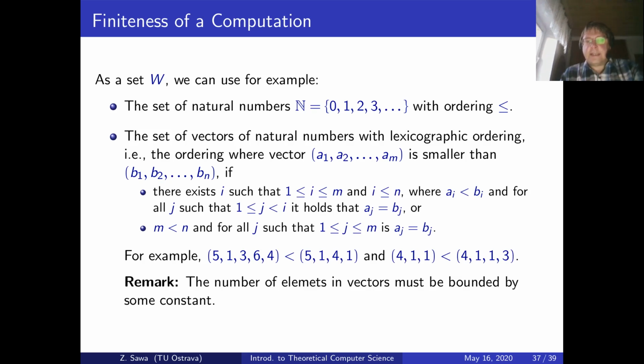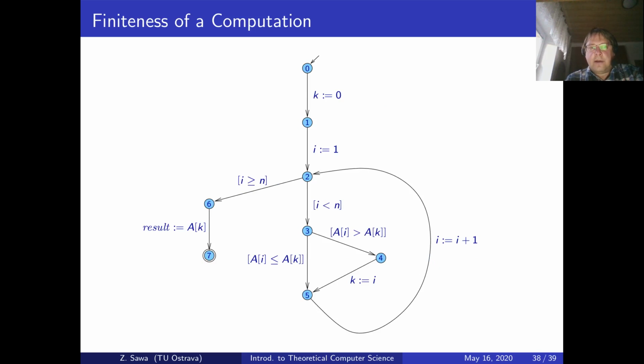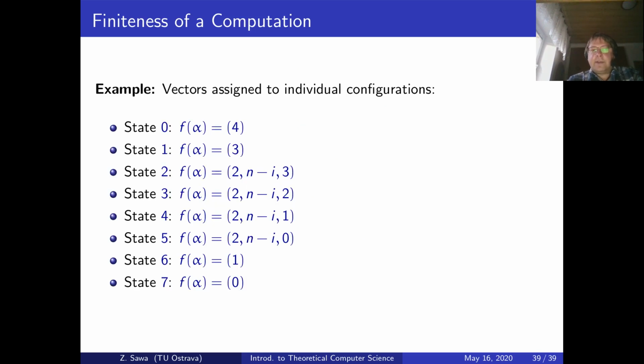So the set W will consist of these vectors. It can in fact be proved that there are no infinite strictly decreasing sequences in the set of all these vectors. Again, we will not do it formally because I just want to give you the basic ideas. But this is something that can be used for this purpose.